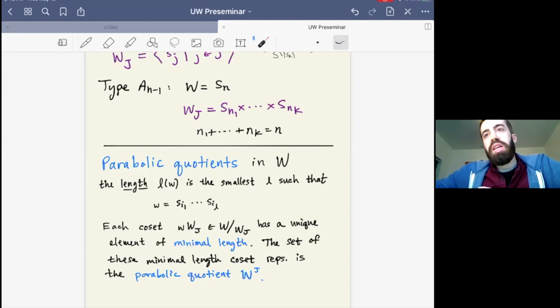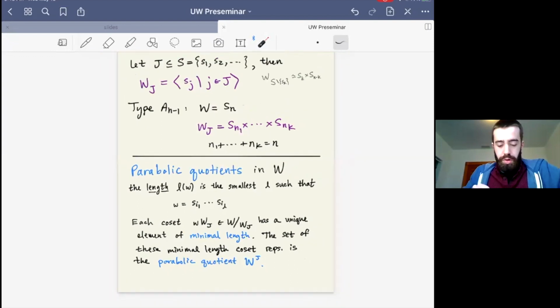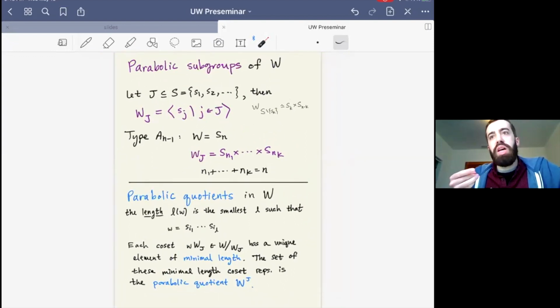I should say that the parabolic subgroup was just that, a subgroup. This a priori doesn't have any nice algebraic structure. It's not closed under products. It's not closed under inverse. It's some nice collection of elements of the group, but it's not exactly an algebraic object itself. So for each J subset of S, I have both a parabolic subgroup and a parabolic quotient.